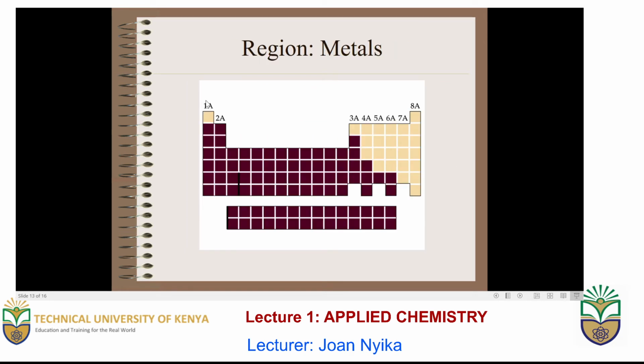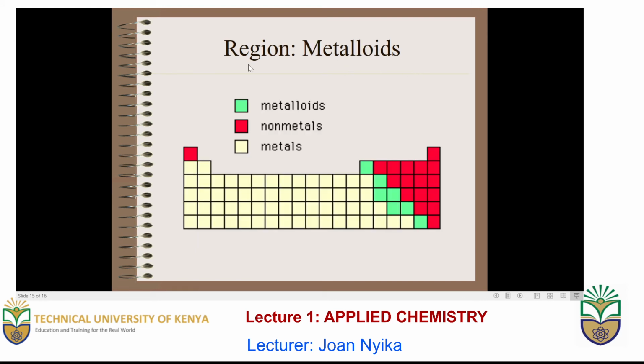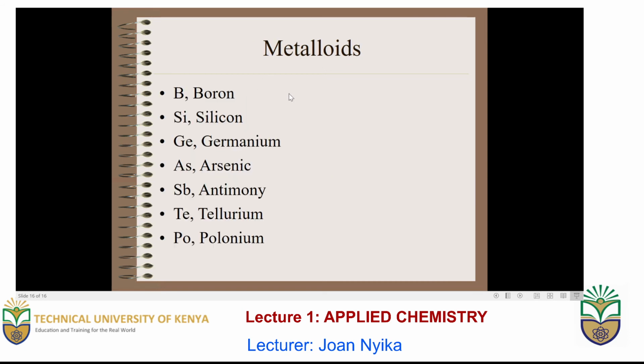Then from group 1 all the way up to group 6A, what is labeled in red are what we refer to as metals. When you look at what is labeled in red, that is in group 1, and group 4A up to group 8 are what we refer to as the non-metals. Then when you look at this case of the periodic table, what is in red are the non-metals. In yellow, those are the metals, while in green are what we call metalloids.